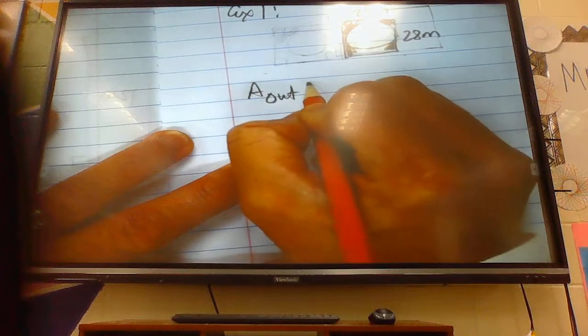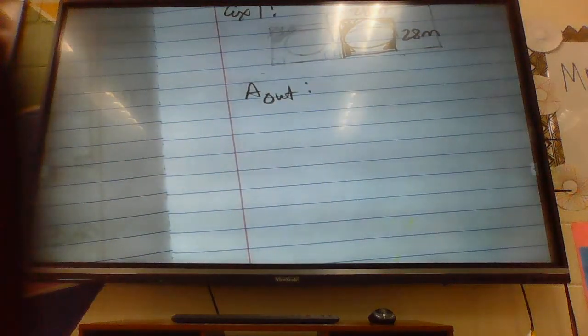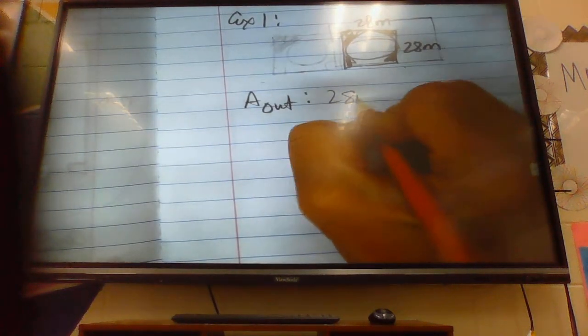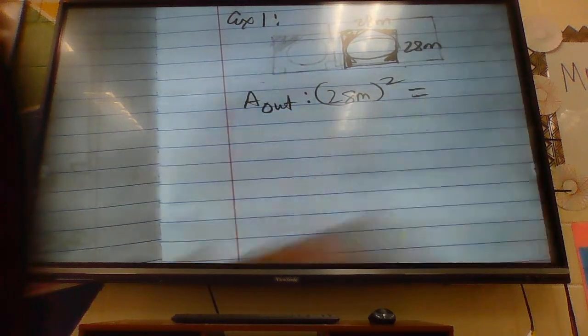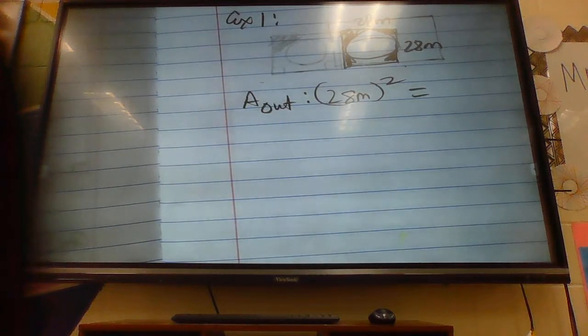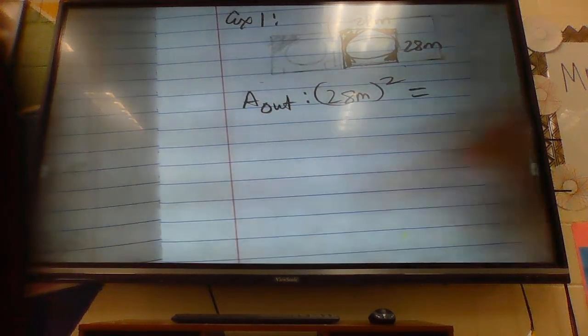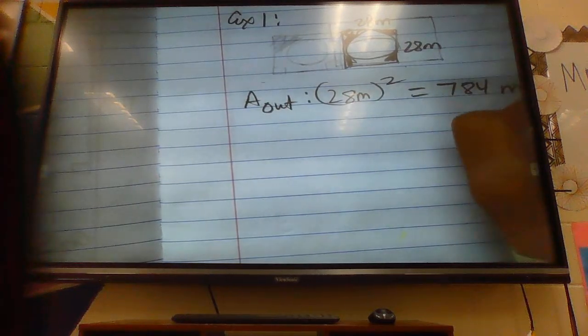Area out. My area of my square is what? What number am I using for area of my square? Please, somebody know this. Callum. Okay, 28 meters squared, right? S squared. For a square, all the sides are the same. We're just multiplying two sides. I may have said millimeters, no, meters. So this would be 784 meters squared.